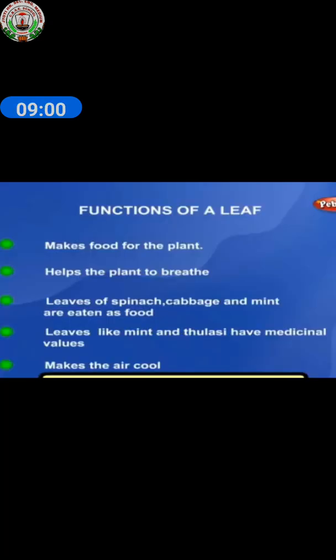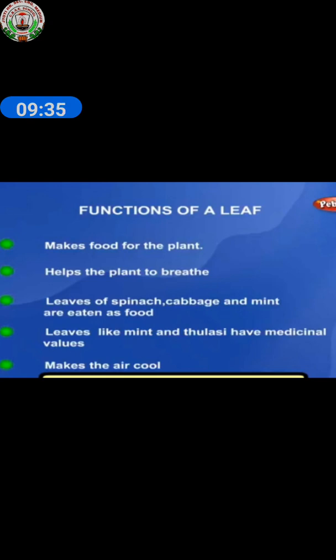Now functions of a leaf. Leaf makes food for the plant. Next one is helps the plant to breathe. Leaves of spinach, cabbage and mint are eaten as food. Leaves like mint and tulasi have medicinal values. Makes the air cool. Again, you repeat these words, children.